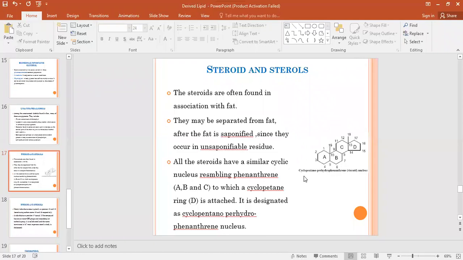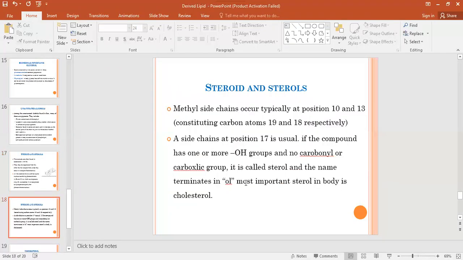For understanding cholesterol, you must know about this nucleus, the cyclopentanoperhydrophenanthrene nucleus. If a hydroxyl group is attached to this ring, and there is no carbonyl or carboxylic group, then it will be known as a sterol. And the important sterol in our body is known as cholesterol. Write in chat what is the important sterol which is present in our body.